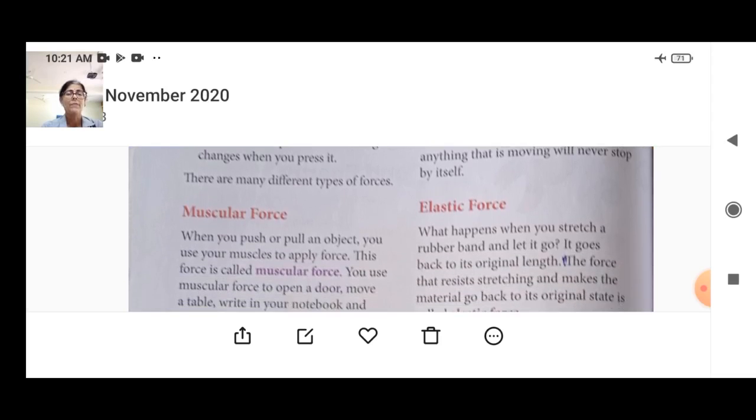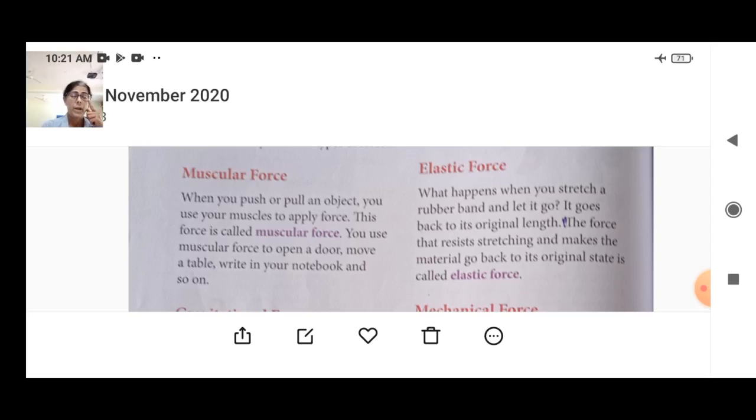Now elastic force. What happens when we stretch a rubber band and let it go? It goes back to its original length. मतलब हम rubber band को, say for example this is the rubber band, if I stretch it and if I leave it, it will come back to the original shape, right? Here I have stretched the rubber band, then I leave it from one side, it will come back to the original shape. So this is known as elastic force, right?